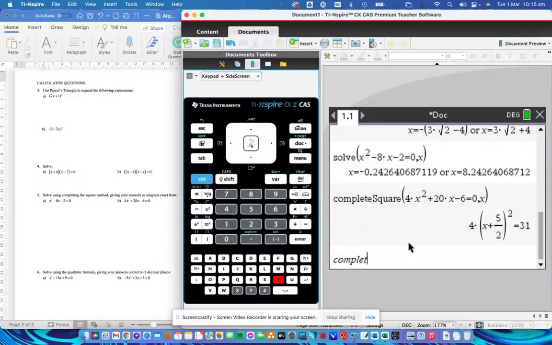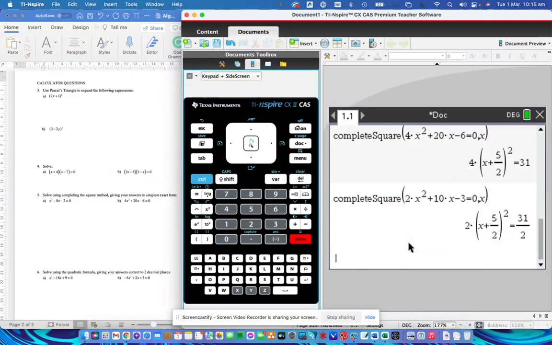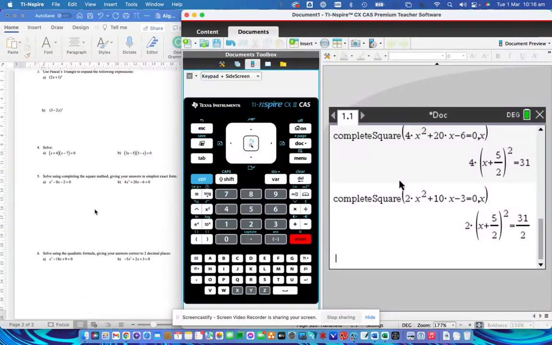And then if you used your calculator, you'd go complete square 2x squared plus 10x minus 3 equals 0 with respect to x, and you get that as your overall answer, which is not quite as tidy with a fraction involved, but nevertheless, there you go. You can see that it does deal with fractions quite much more handily than we do as human beings.